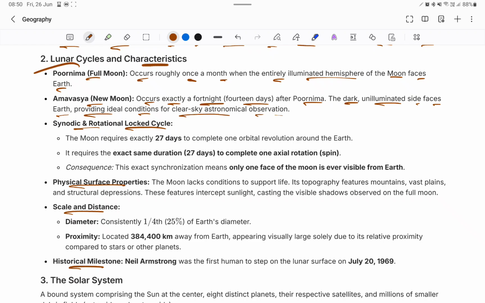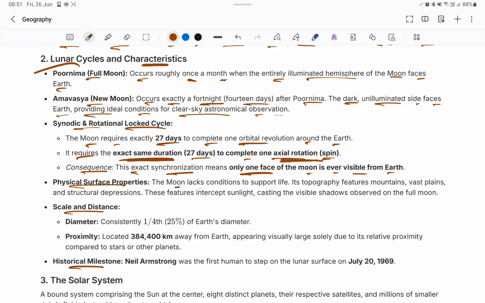Synodic and rotational lock cycle. The moon requires exactly 27 days to complete one orbital revolution around the Earth. It requires the exact same duration, 27 days, to complete one axial rotation, which is called spin. The important thing is this exact same duration: the orbit is called revolution and the spin is called rotation, both 27 days. Consequence: this exact synchronization means only one face of the moon is ever visible from Earth.